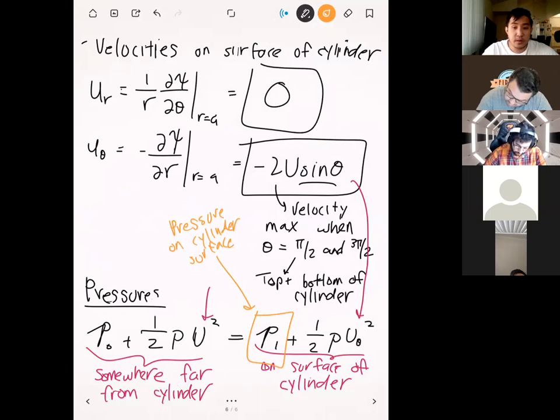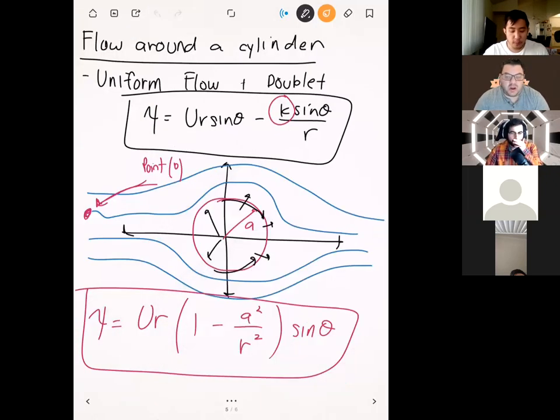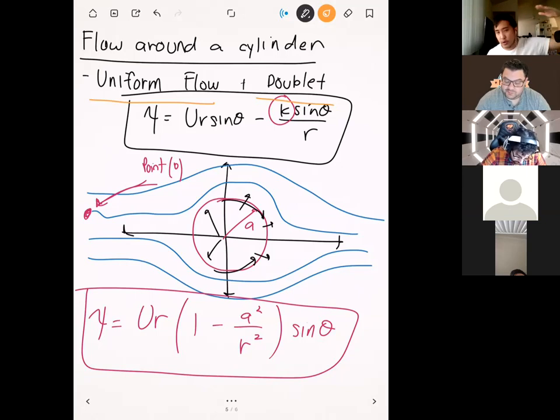All right. Any questions on this? Yeah. What was the big U squared and the somewhere far from the cylinder again? Right. So big U squared, that's going to be the velocity of our uniform flow. Remember, for the flow around a cylinder, it's the combination of a uniform flow and a doublet. Uniform flow is just a flow that goes in just one direction. So big U is just going to be the speed of that uniform flow.